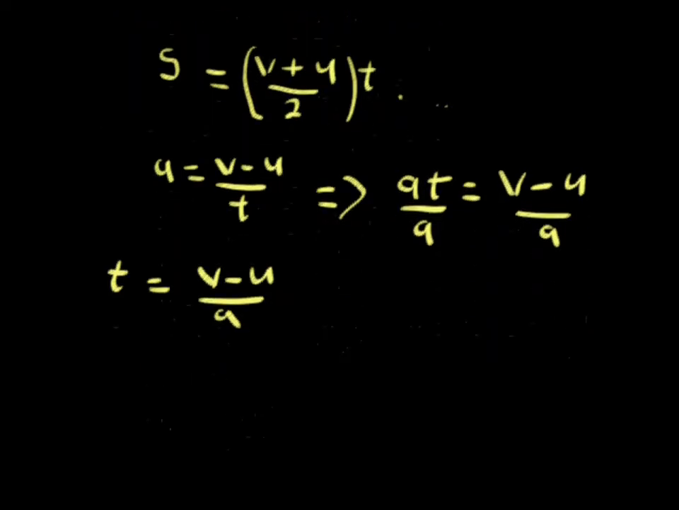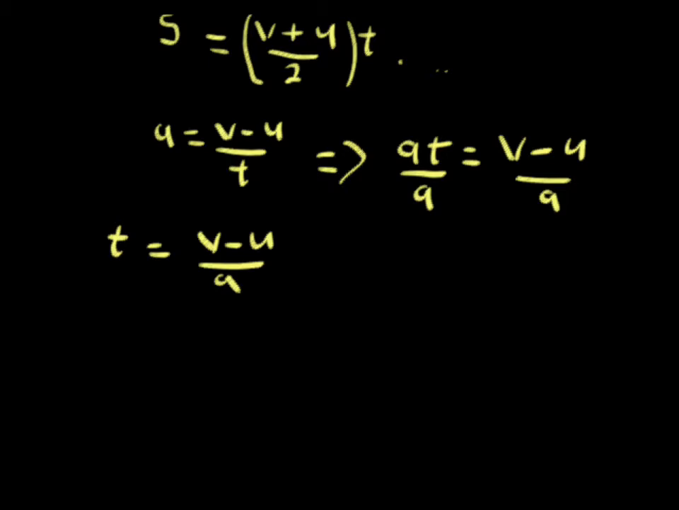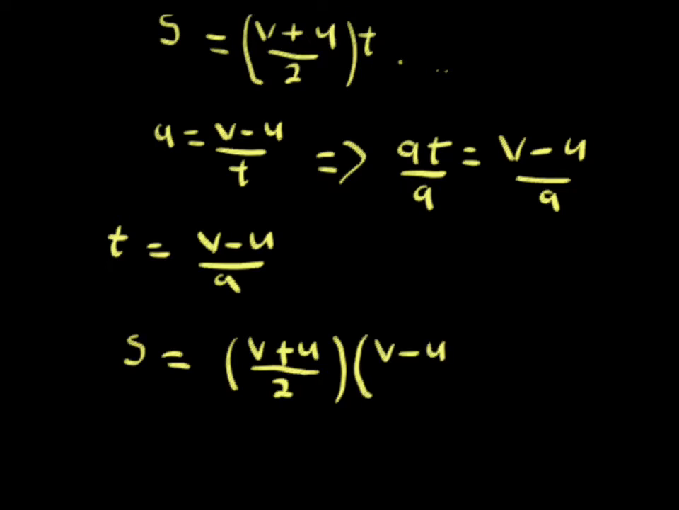So this gives us s would be equal to v plus u divided by 2 multiplied by, we said we're going to substitute t now for v minus u over a, right? So multiplied by v minus u all over a. So let's use the bracket to multiply one another, right? So this gives us our distance.